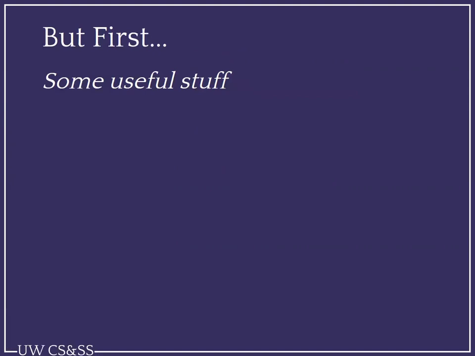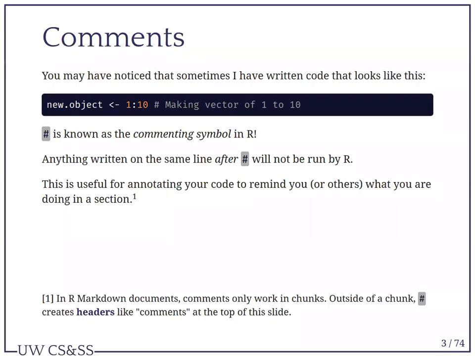So before we get started talking about graphs and plots and all that, let's talk about a few useful things that maybe you encountered during your first homework, but it didn't fit in week one stuff. So the first thing is comments. You may have noticed that sometimes I've written code that looks like this. It'll say assign to new dot object a vector of the numbers 1 through 10. And then it'll say pound sign or hashtag. I'm going to say hashtag throughout, even though I remember phone books. Hashtag making vector of 1 to 10.